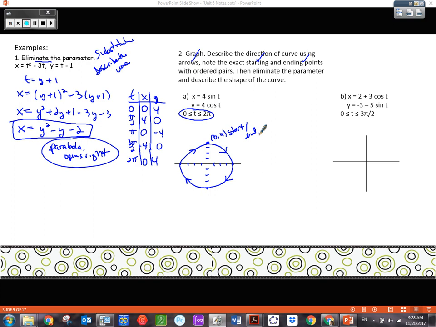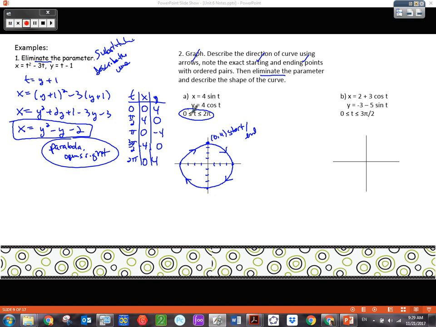Now, I know this isn't a great graph, but if this were more symmetric looking, what would that be a graph of? It would be a circle, right? We're pretty sure it's a circle. What we're going to do is eliminate the parameter and say what it is. We're going to describe the shape of the curve. So we eliminated the parameter here by substituting. That technique really does not work well for cosine and sine. I'm going to show you a different technique.